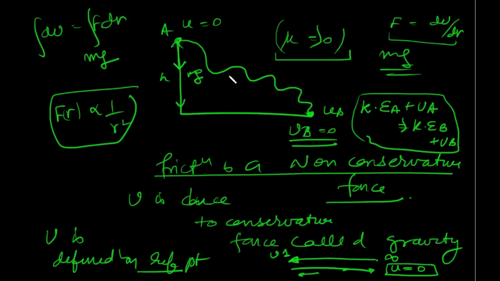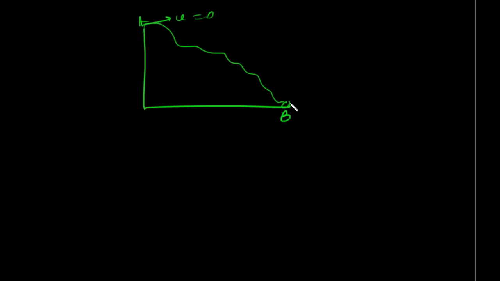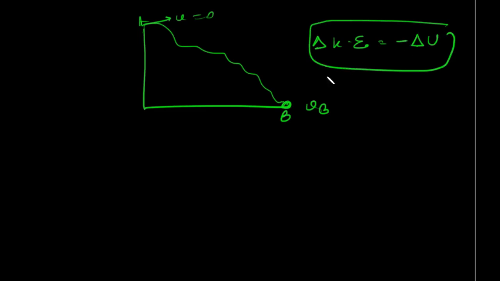When the particle is coming down, it is gaining kinetic energy and losing potential energy. Why? This was the original figure. This is point A, this is point B. I want to find the velocity at B. Now you see, when it comes down, it is gaining energy. Similarly, it will lose potential energy when it comes down. Because the change in kinetic energy is negative of change in potential energy, as I told you earlier. So obviously it has gained kinetic energy because velocity is increased at B.